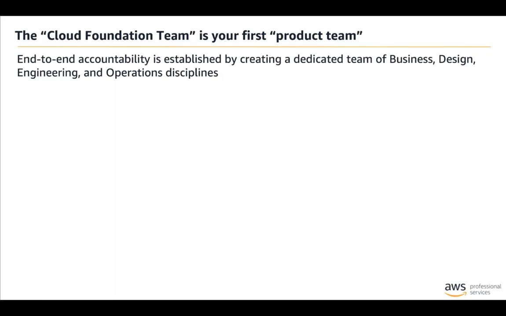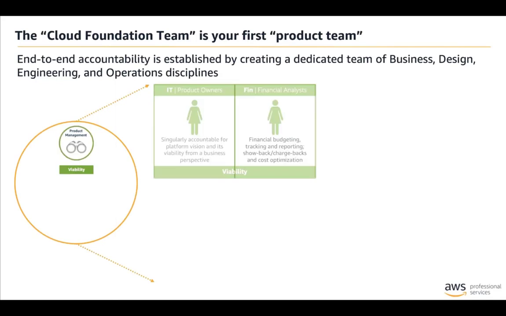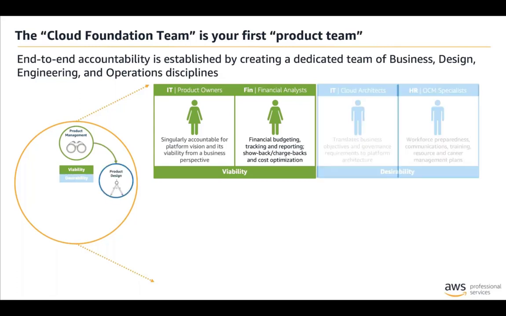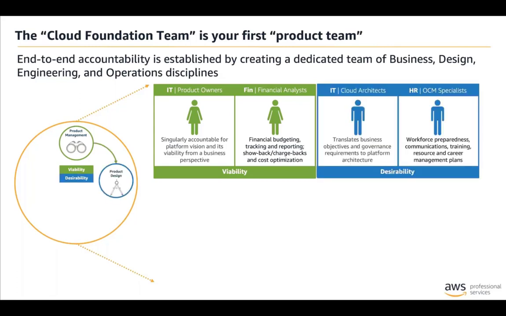Within the product team, we are trying to balance 4 concerns. Viability from a customer and business perspective is supported by 2 roles. 1, the product owner, who is singularly accountable for the Cloud Enablement Engine's vision and its viability from a business perspective. And also a financial analyst responsible for financial budgeting, tracking and reporting, showbacks and chargebacks, as well as cost optimization.